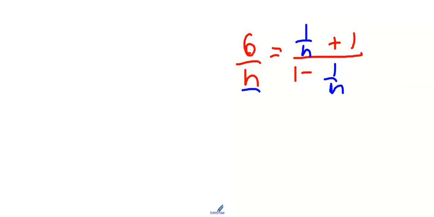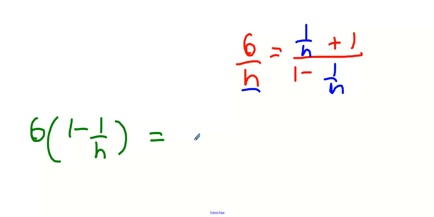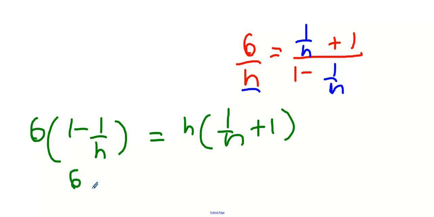Okay. Let's leave the 6 over h on its own for a second. Or will we? Actually, no. Let's not be too complicated with this. I'm going to cross multiply. Does everybody know how to do that? 6 times 1 minus 1 over h. On the other side, h times... Okay, let's see what we can pull out here. 6 minus 6 over h is the same as, what's h times 1 over h?